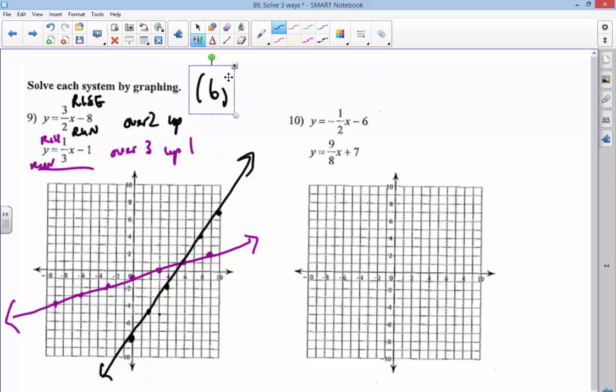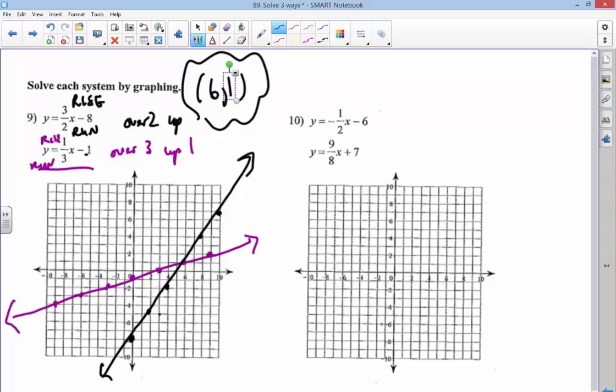And then you can also plug this in and just make sure you're right if you want to multiply by fractions. So if you plug 6 in, this is an easy one. 1/3 of 6 is 2, and 2 minus 1 is 1. 3/2 of 6 is 9, and 9 minus 8 is 1. So hooray, you're right.